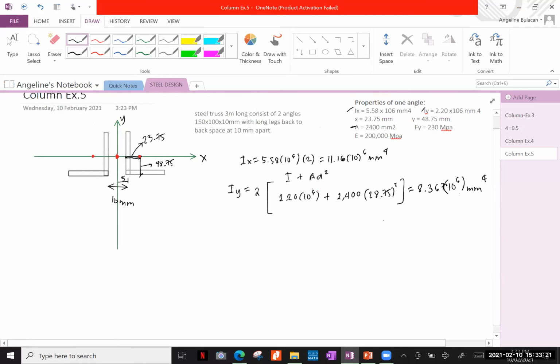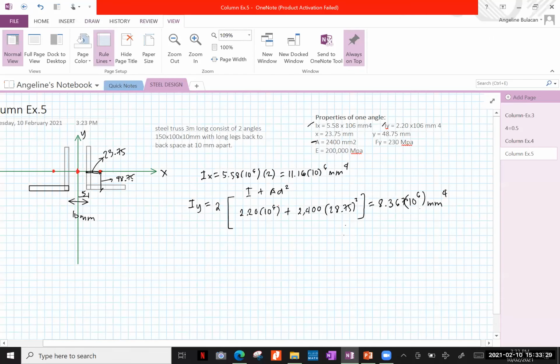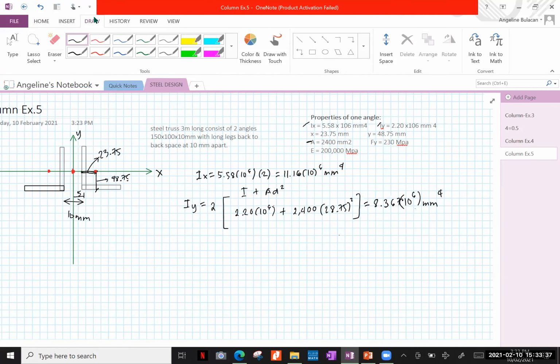Okay, so to get your Fa, compute natin yung r. Diba? So, you have rx equal to square root of Ix over A. Hindi ko na isusulat. Ilagay na lang. Ilalagay ko na lang din. ry is equal to square root of Iy over A. Yan.